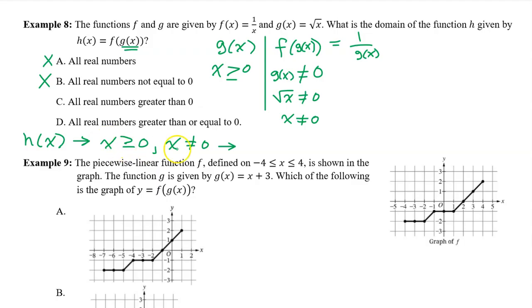Let's combine these two restrictions. X has to be greater than or equal to 0, but wait, x cannot equal 0. That means x has to just be greater than 0. So the answer is C. Soak that in.